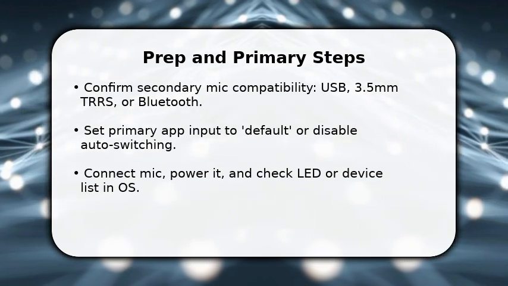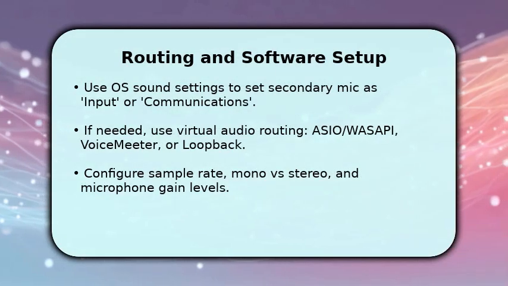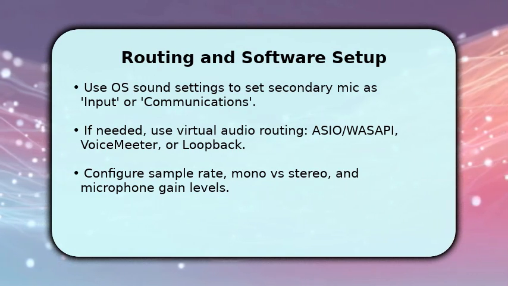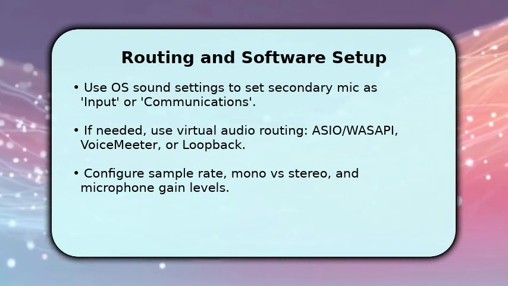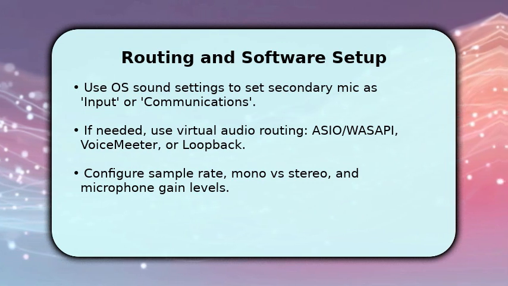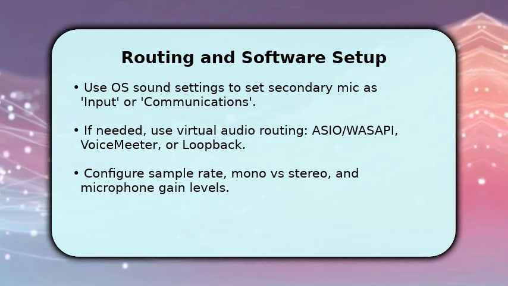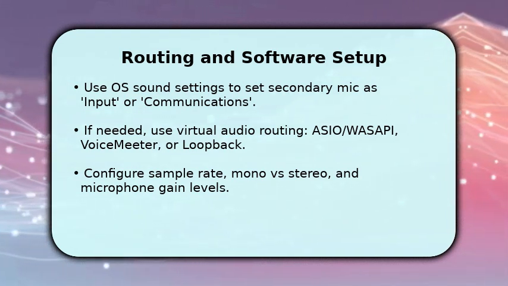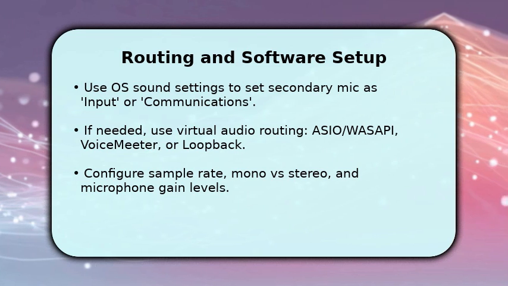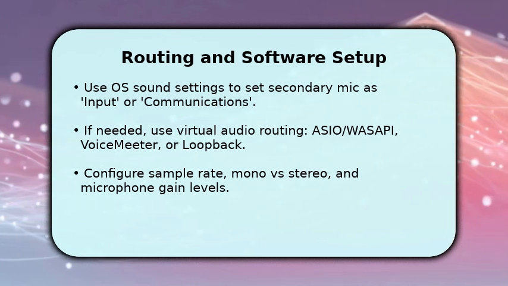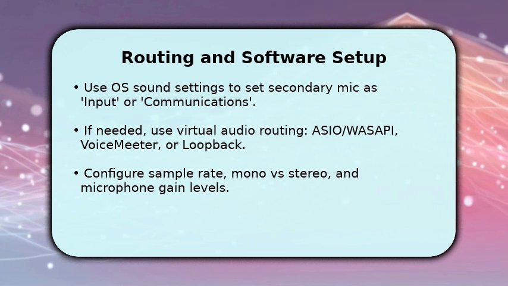Once done with hardware, open your OS sound control and assign the secondary mic as the primary input for calls or communications, because calling apps often follow OS priorities. If the app won't accept the device, install a virtual audio driver, VoiceMeeter, Loopback, or equivalent, and route the secondary mic into a virtual input channel.